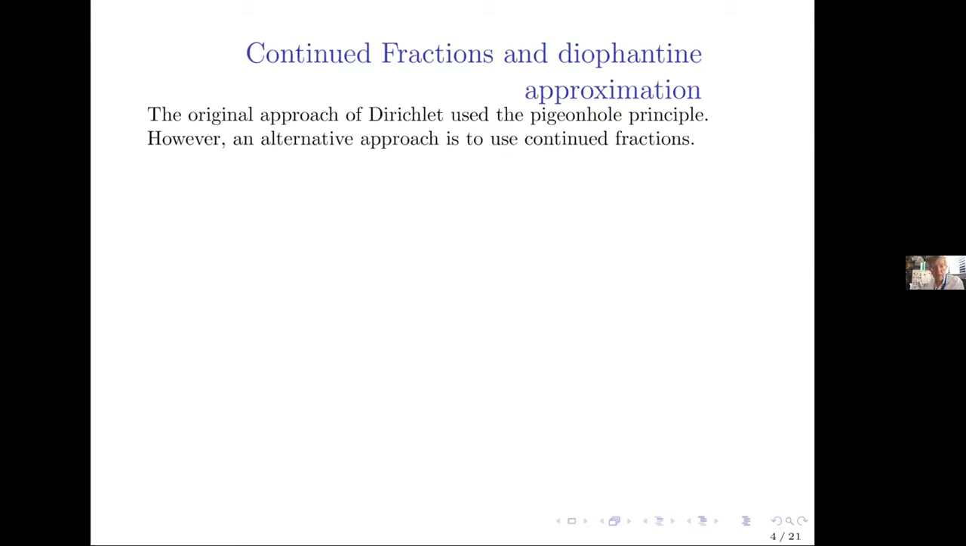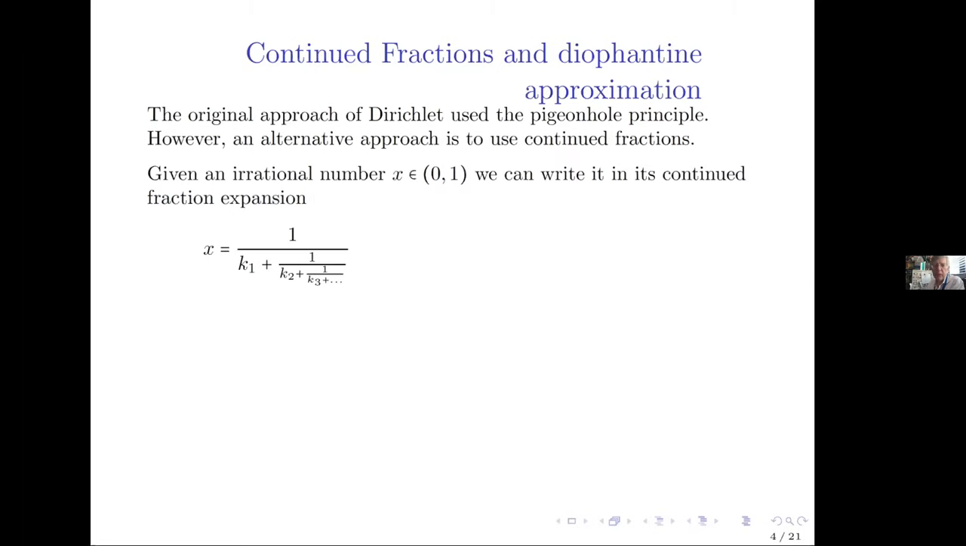So the original proof of Dirichlet used the pigeonhole principle. It was the first application of it. But an alternative approach is to use continued fractions. So let me just mention something about continued fractions. It's not that relevant, but it gives me something to do on this slide. So if we have an irrational number, which was once called alpha, but now seems to be called x, then you can write it down as an infinite continued fraction if it's irrational.